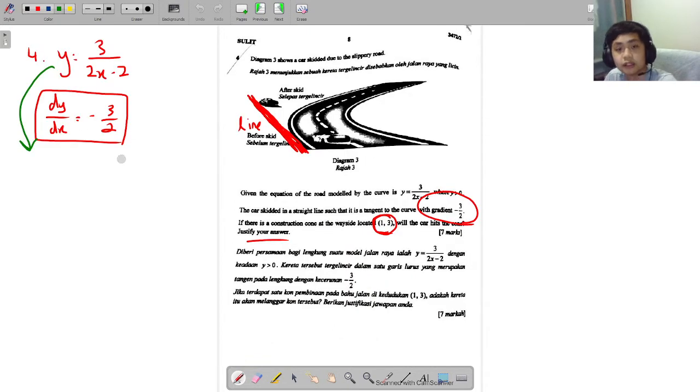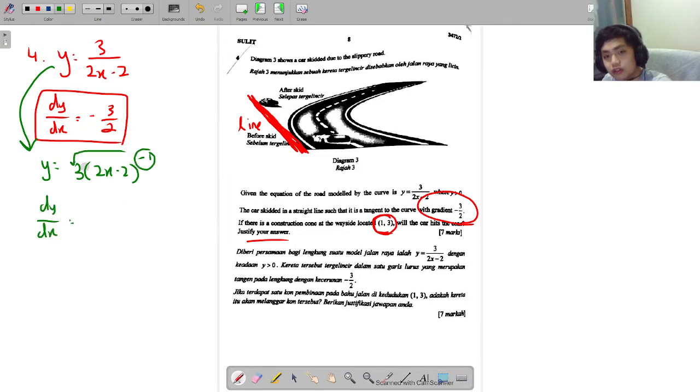Yeah, there we go. So from here we have y equals 2x minus 2 to the power of negative 1. So dy over dx equals, we're going to apply the power rule here. So it's negative 3, 2x minus 2, this one retains the same. You minus the power by 1, and we are going to differentiate the inside, so it's 2. So the end result is negative 6 over (2x minus 2) squared. I just brought it back down for ease of calculation.